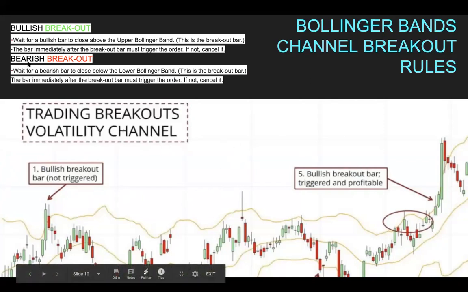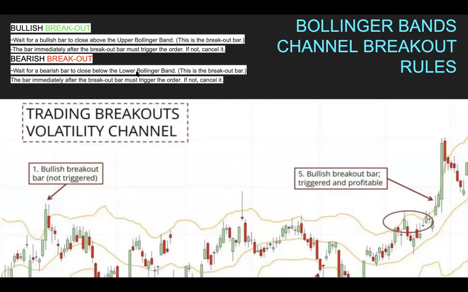Bearish breakout. Wait for a bearish bar to close below the lower Bollinger Band. This is the breakout bar. The bar immediately after the breakout bar must trigger the order. If not, cancel it.